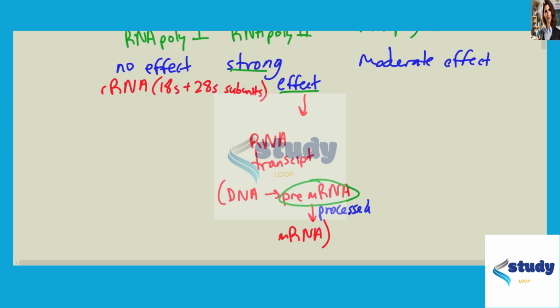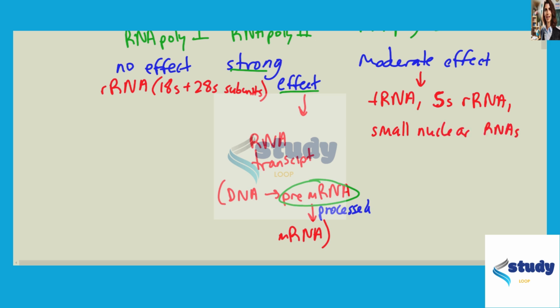Let's look at what RNA polymerase 3 is responsible for. RNA polymerase 3 is responsible for producing tRNA. It's also responsible for producing the 5S ribosomal RNA, in addition to other small nuclear RNAs. But we said alpha-amanitin only has a moderate effect on RNA polymerase III.